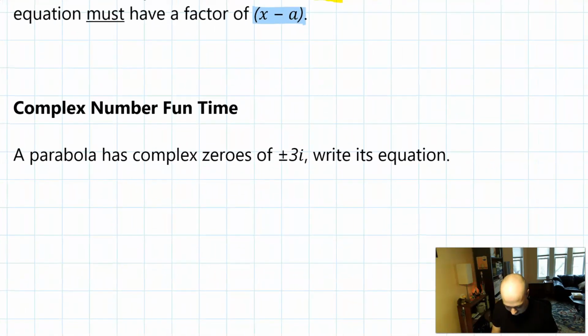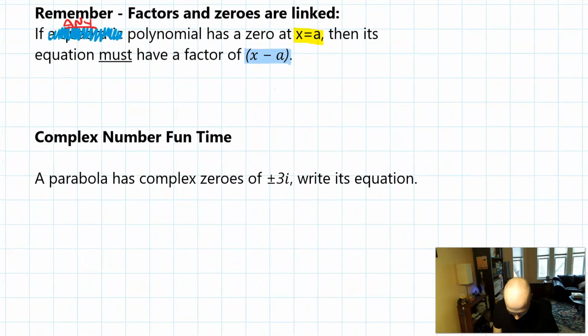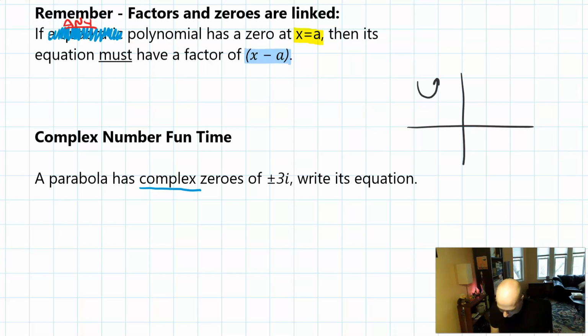If we have this idea that zeros and factors are linked, then if I tell you that a parabola has complex imaginary zeros of plus or minus 3i, and remember what that means: it's either opening up above the axis or opening down below the axis. We would have no clues about this, right? We don't know where to put this thing. Well, guess what? We can still write its equation, or at least a possible equation. Now, you could have different coefficients, of course, but here's how.